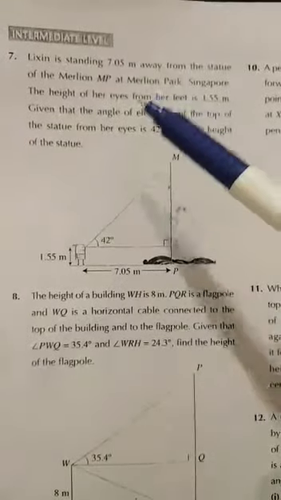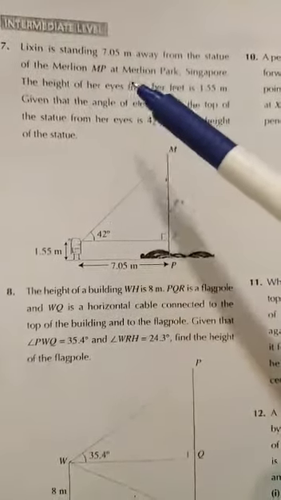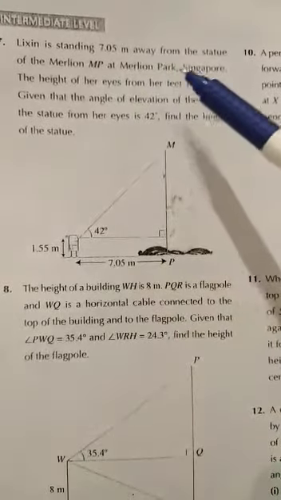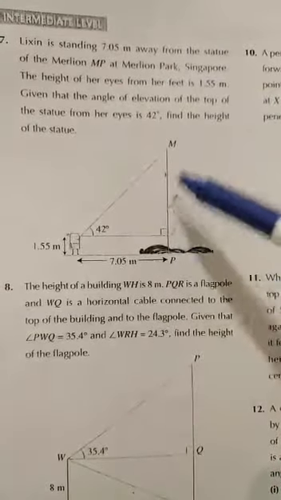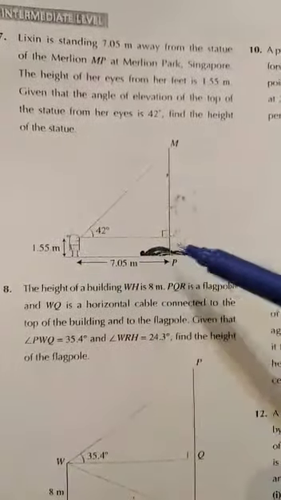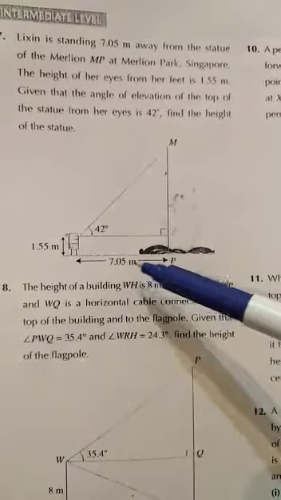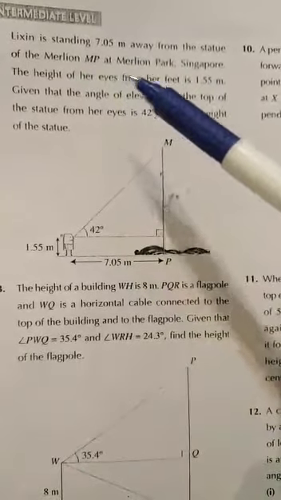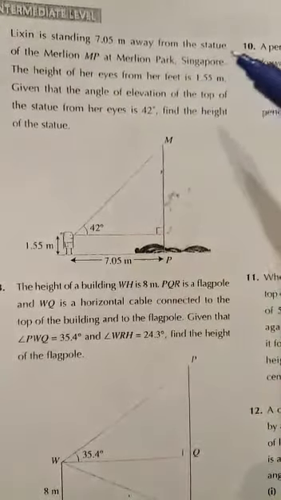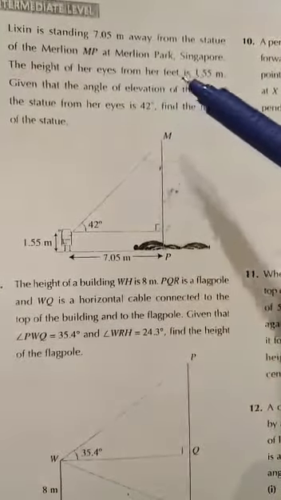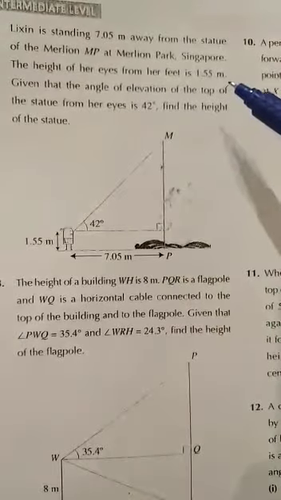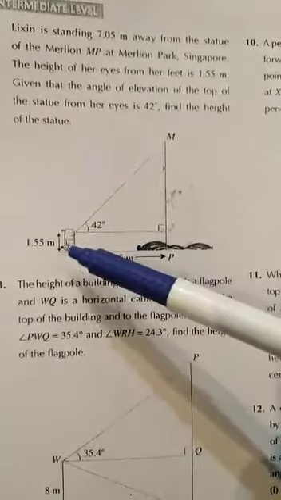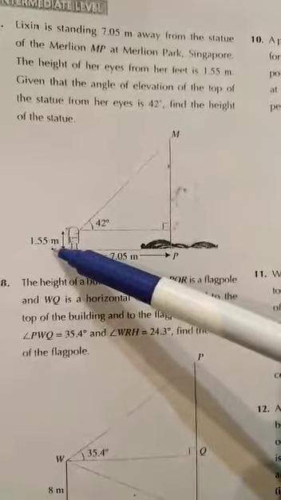Now look at question number 7. The statement is Lixin is standing 7.05 meters away from the statue. This is a statue and this is Lixin. Lixin is standing 7.05 meters away from the statue of the Merlion at Merlion Park, Singapore. The height of her eyes from her feet is 1.55 meters. So this height is 1.55 meters.